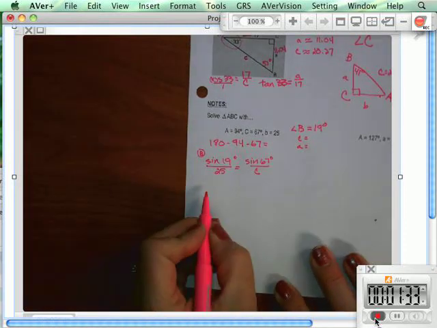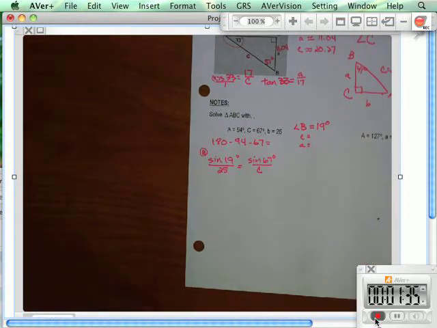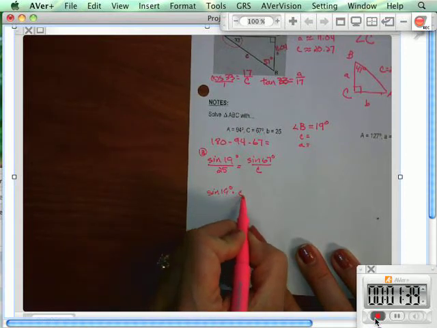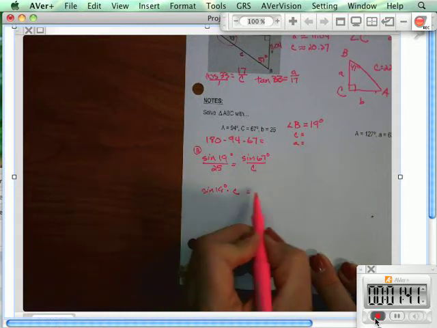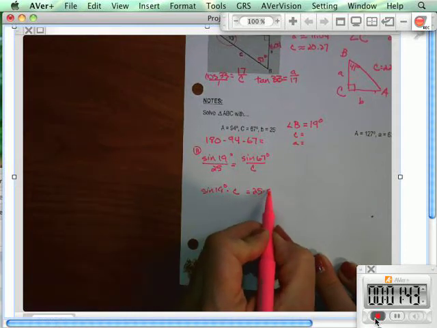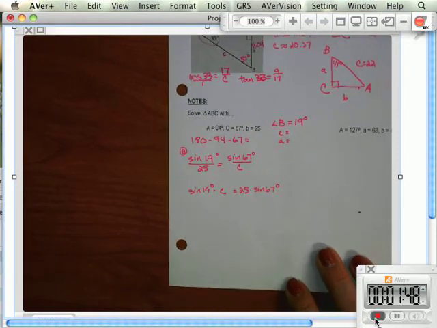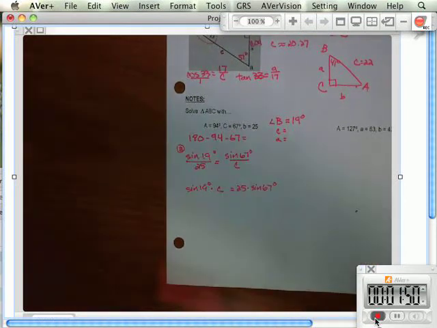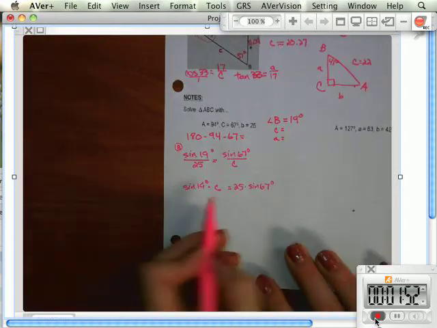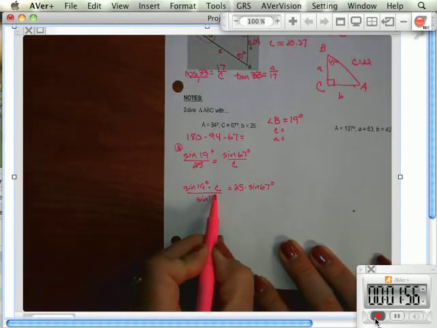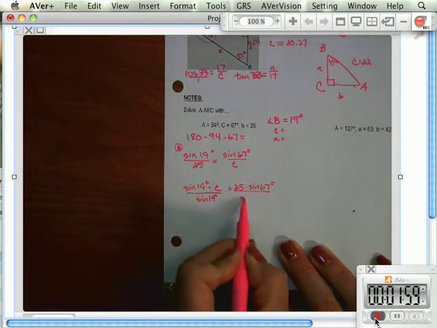This is different numbers than I had, but we should be all right. The sine of 19 degrees times C equals 25 times the sine of 67 degrees, however you set up that cross multiply. Then I have to get C by itself, so I'm going to divide both sides by the sine of 19 degrees. Remember, it's a number. You cannot split those things up.